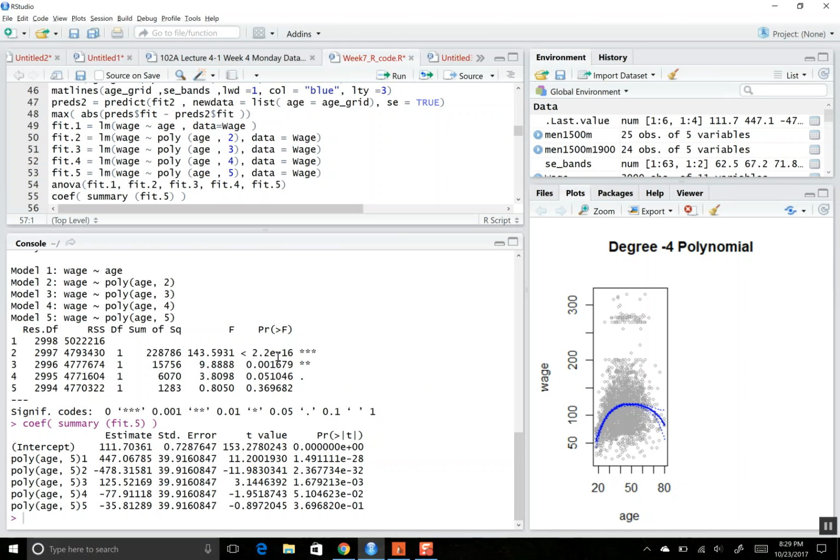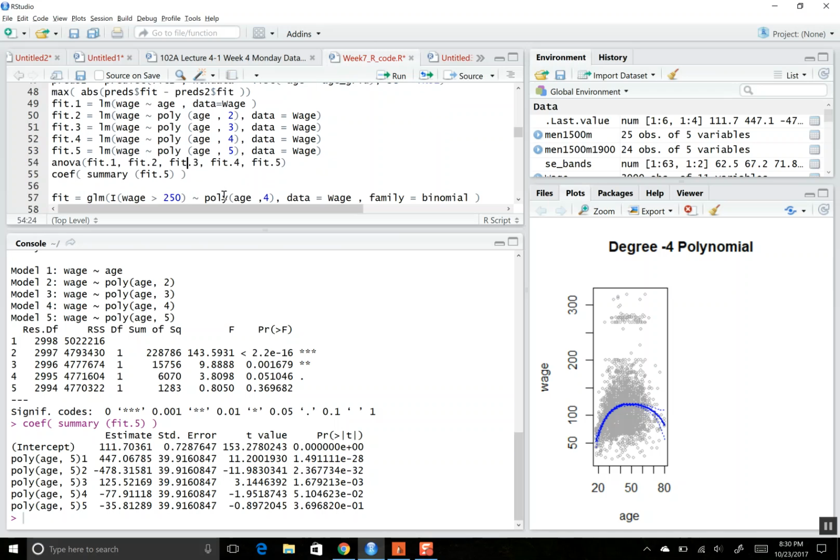Okay, going further up, at what point do we make the difference? And so going from third to fourth, we have a p-value of around 0.05, and then fifth order, p-value around 0.37. So it seems like, okay, it makes sense to go to the fourth degree. Okay, maybe even the third degree.